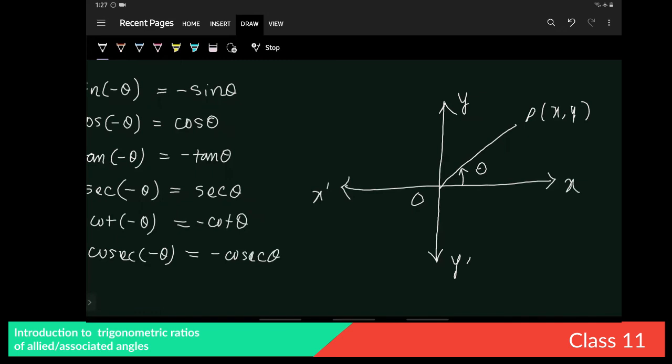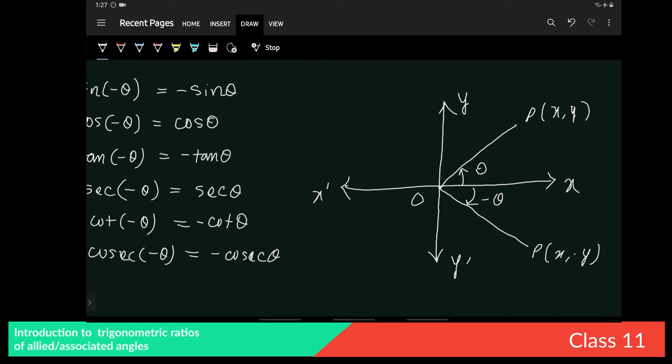So it is x comma y. If I take the same line, that means if I take this line as this, then this line will make minus theta with the positive x-axis direction. So what will be the coordinates in this case? It will be x comma minus y. Why? Because in the fourth quadrant the abscissa is positive, but the ordinate is negative.